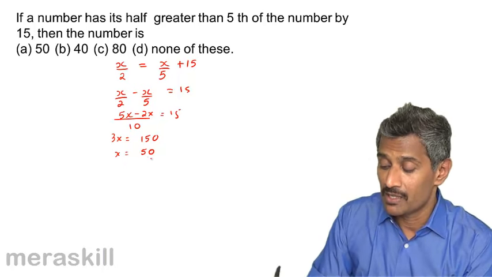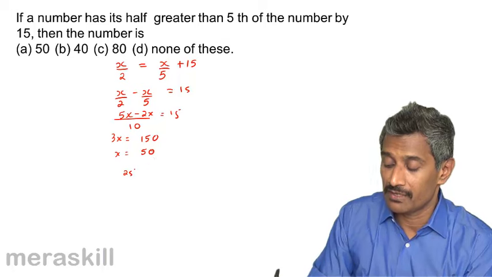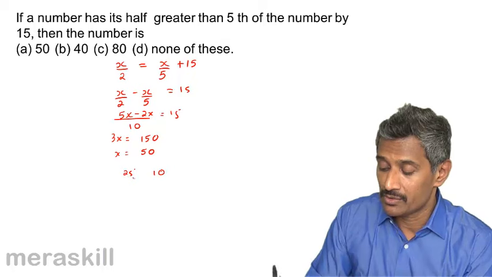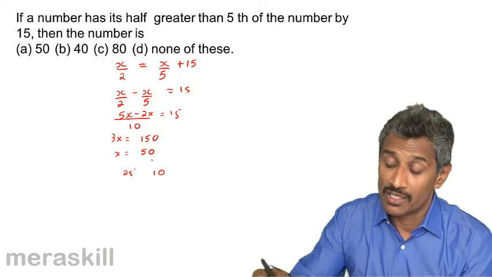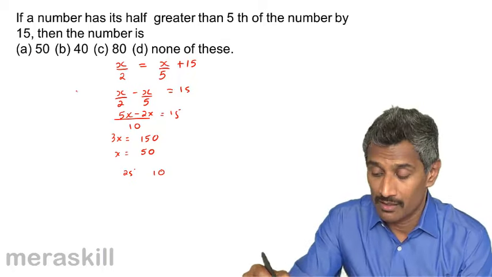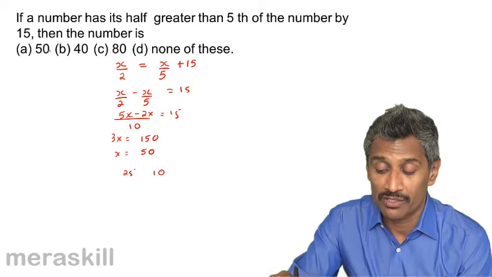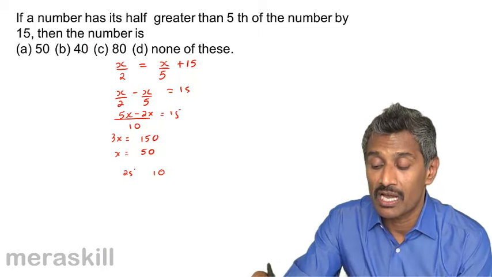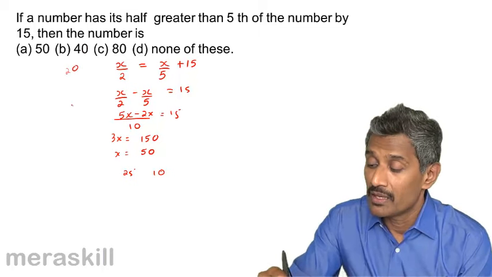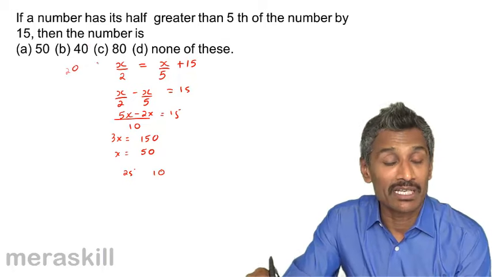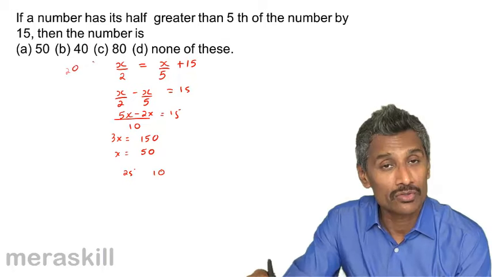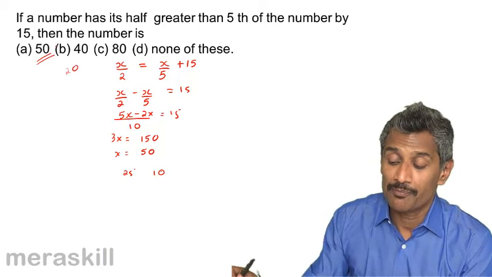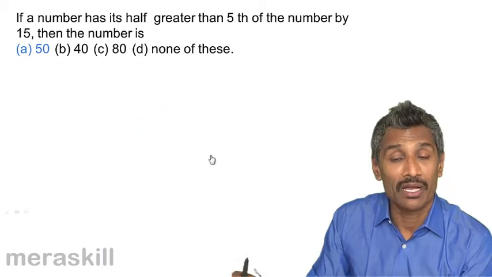We can check it. Half of the number is 25. 1/5 of the number is 10. 25 minus 10 is 15. Here we can do it by substituting the value. If you take 40, half of 40 is 20 and 1/5 of the number is 8, 20 minus 8 is 12, it is not 15. So this way we can check it. So our correct answer in this case is going to be 50, and we do have it right over here.